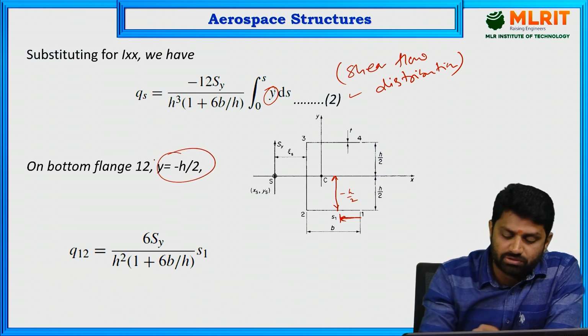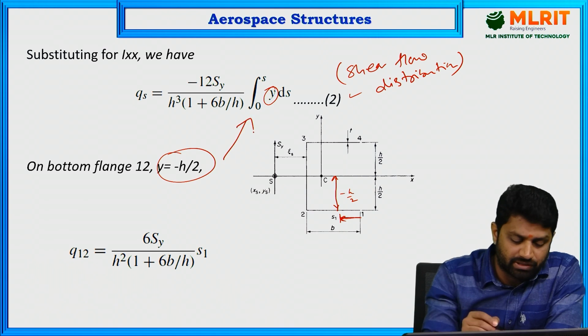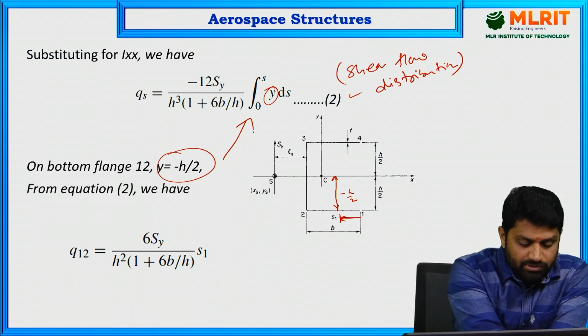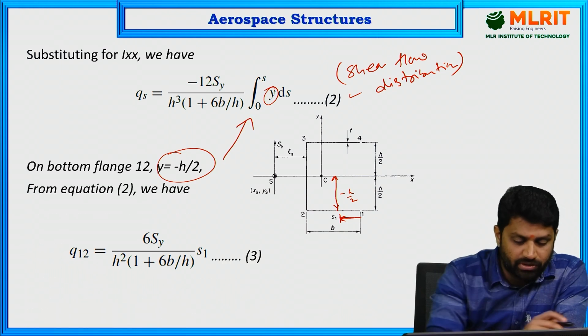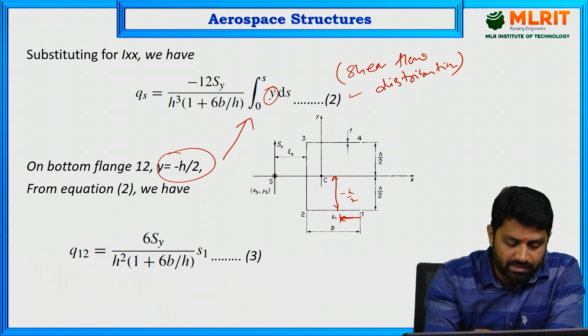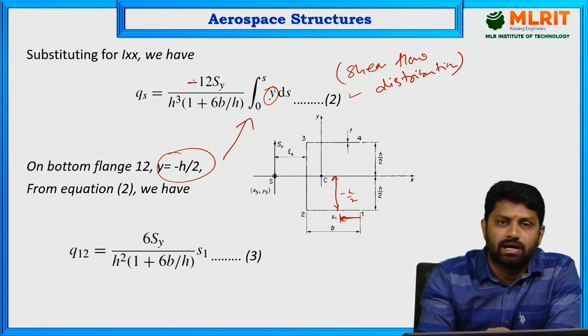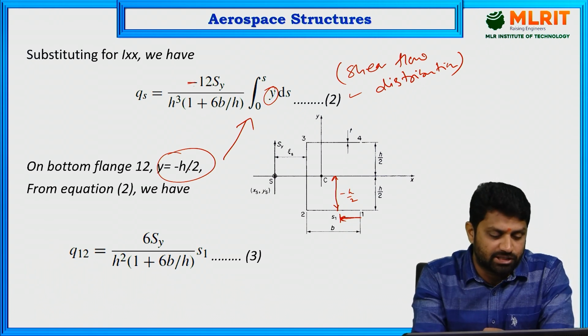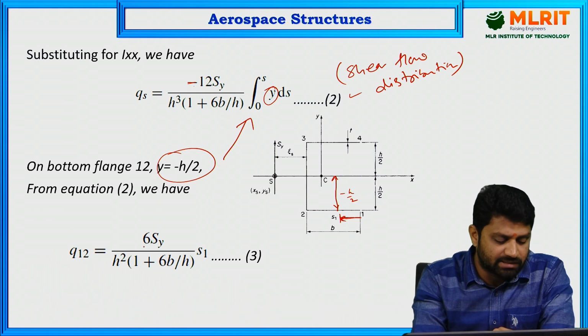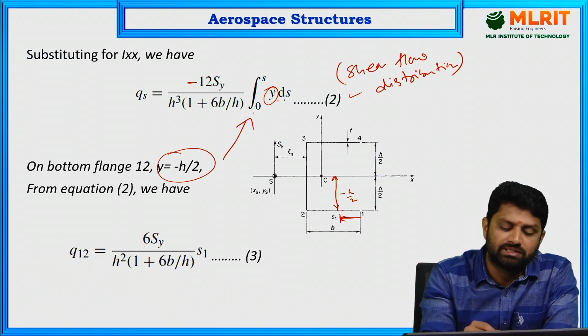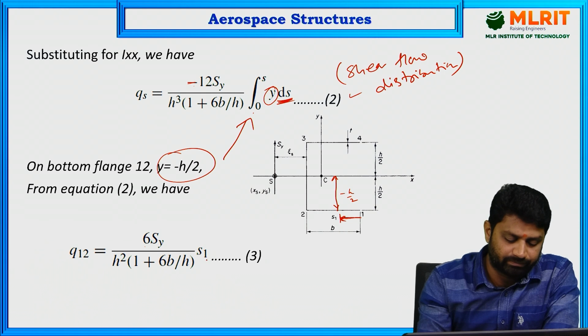So y equals to minus h by 2, you have to substitute in this equation. And if you try to substitute in that equation, then you are going to get y equals to minus h by 2, and you are left with h by 2 is anyway constant, and there is already a minus, and minus into minus becomes plus, and h by 2 when you do, you are going to get 6 Sy by h square 1 plus 6b by h, and integral 0 to s ds is there, that will become s1. Okay, so this is again the distribution.